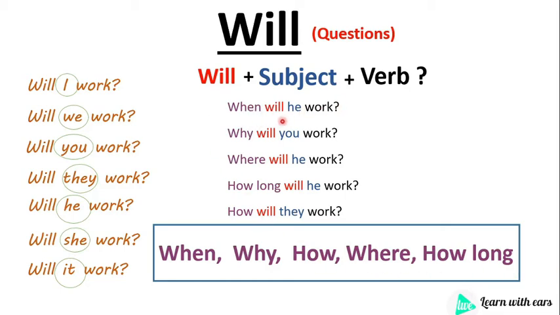Okay, so here we want to know time. We want to know more about him. Not only will he work or not, we want to know when will he work. We want to know time also. Why, we use for reason. Where, for place. How long, for time period. And we use how for method, style, ways.